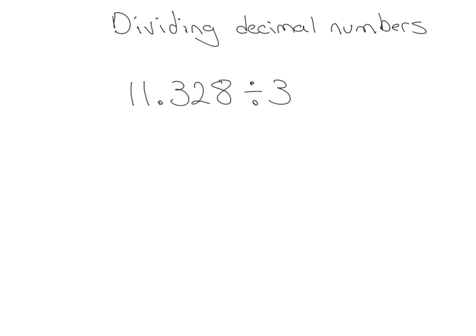Well, today what we're going to try and do is divide decimal numbers by single digit whole numbers. So you can see, for example, I've got a decimal number here, 11 and 328 thousandths, and we're going to divide it by a single digit whole number, which is 3. So that's our goal for today, and let's walk it through and see if we can figure this out.